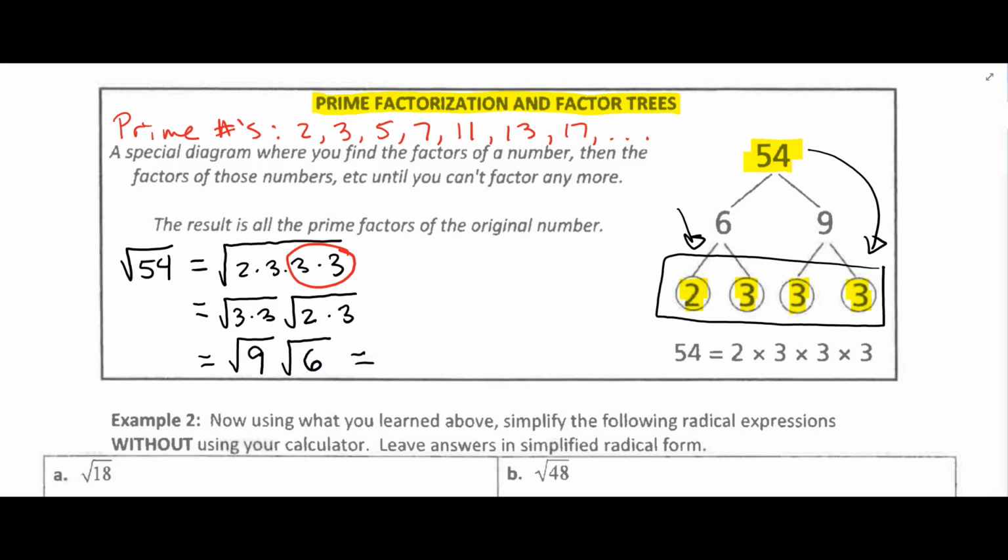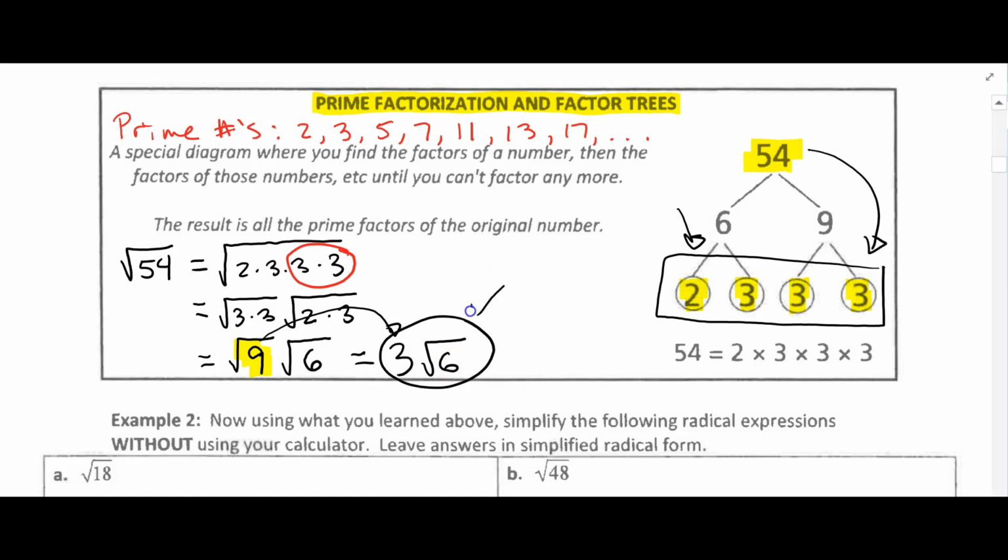Okay, the square root of 9 is going to be 3. And then the square root of 6 is not going to simplify. So we get 3 square root of 6. So if you plug square root of 54 into your calculator and get a decimal, and you plug 3 root 6 into your calculator, you'll also get a decimal, and those two decimals will be the same.